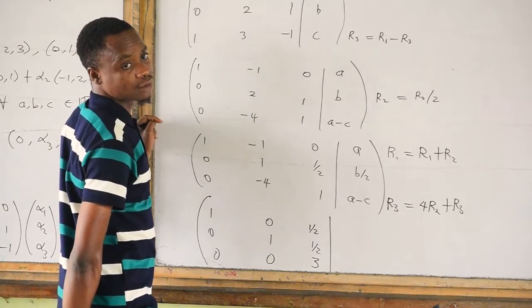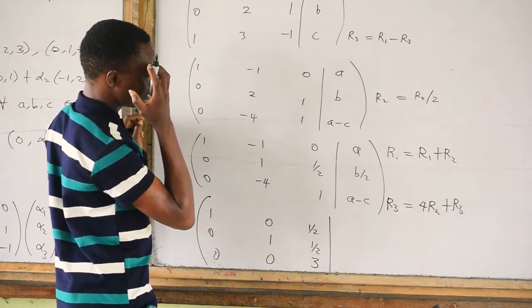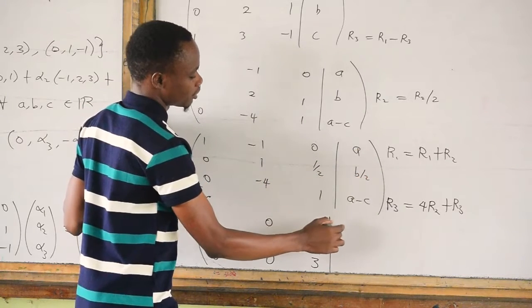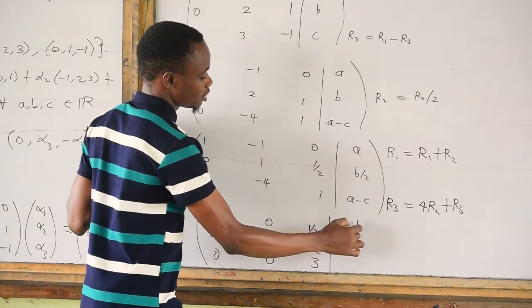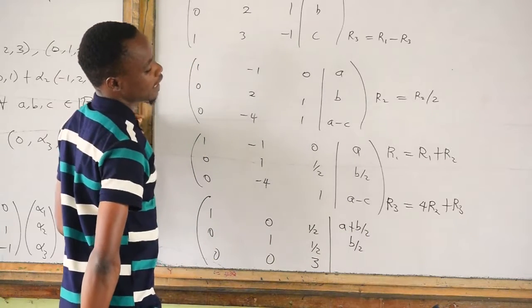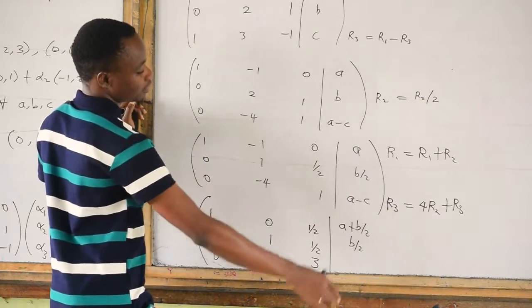Do you understand that? So what's the next thing? We're going to have this thing to be A plus B over 2. Then I have for the next one 4R2. 4R2 is going to be 2.